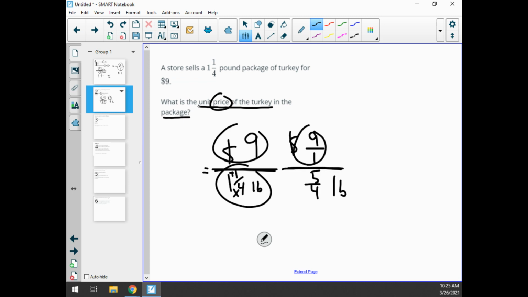So keep, change, flip. You're going to divide those fractions by turning it into a multiplication problem, and then you'll know the unit rate because you'll know how much it is for 1. Pause it if you need to, solve that one, and then get ready for problem number 3.